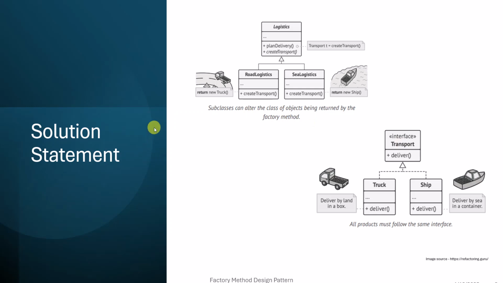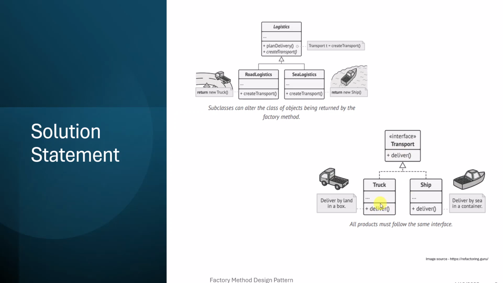The solution is the factory method design pattern. So how do we use that in this problem? The factory method design pattern will help us decouple the client code from the specific transportation type. Here the transportation is an interface which will have the deliver method, and we will have concrete classes like truck, ship, or airplane, if any other mode of transportation is added. Those will implement this transportation interface.